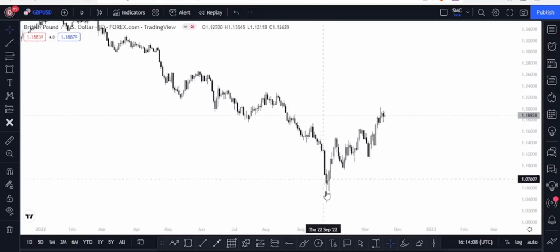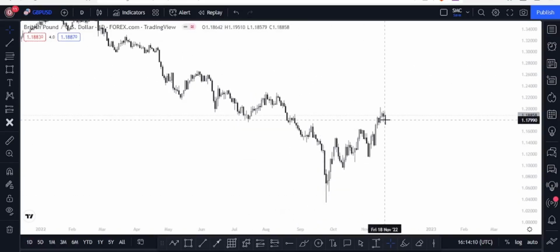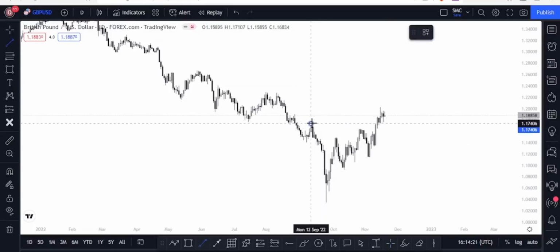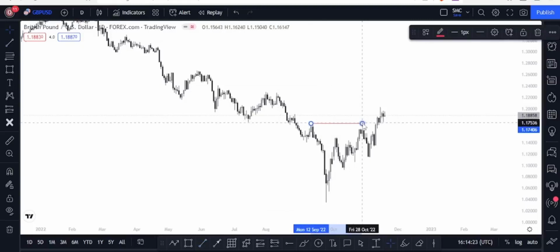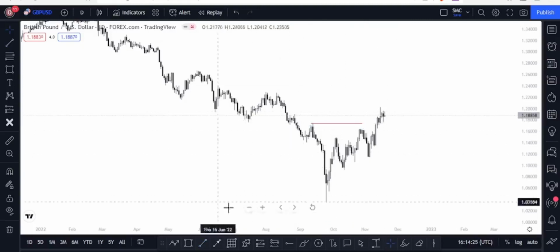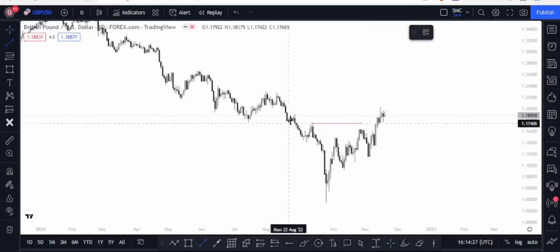Then it printed this and started retracing. This is simply a retracement. It's not a reversal, it's a retracement. And remember, your liquidity lies here. Don't forget that your liquidity is there, and your liquidity is also here. You need to understand that very well.